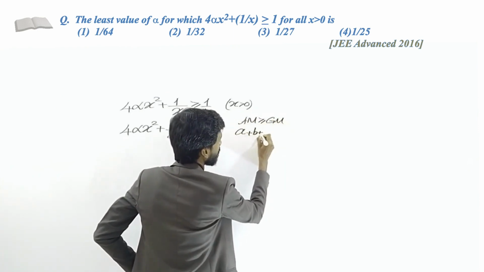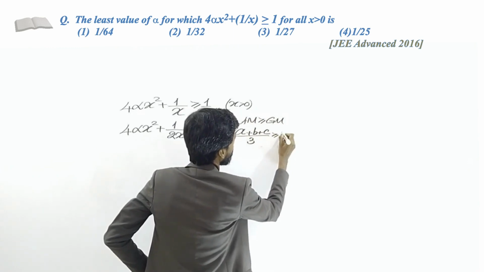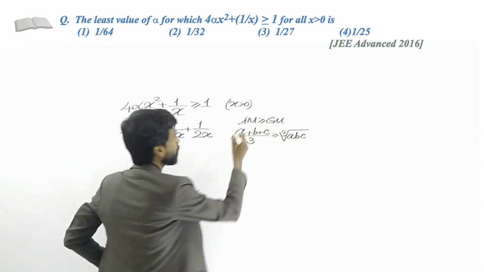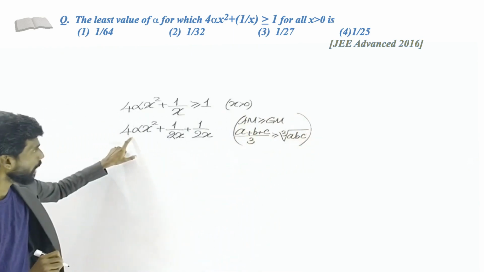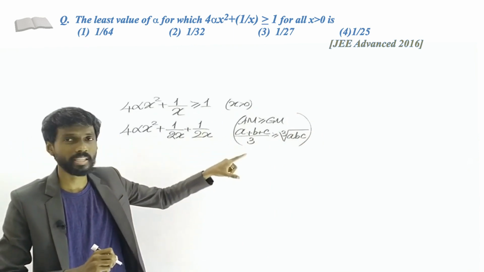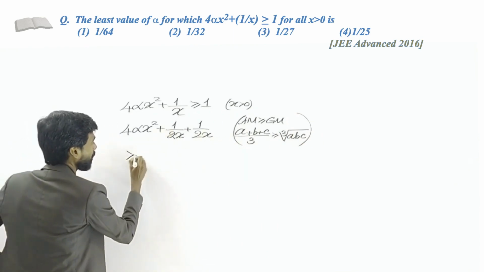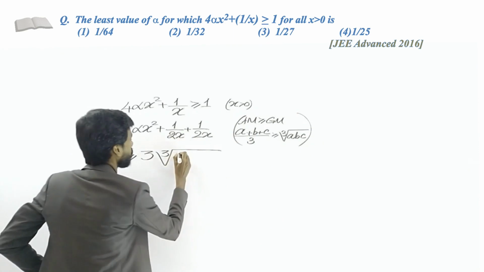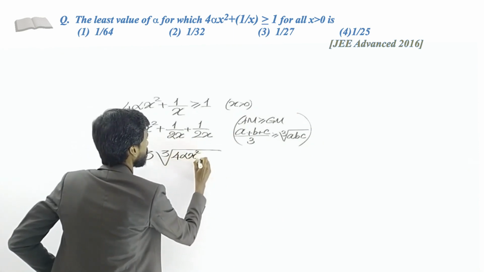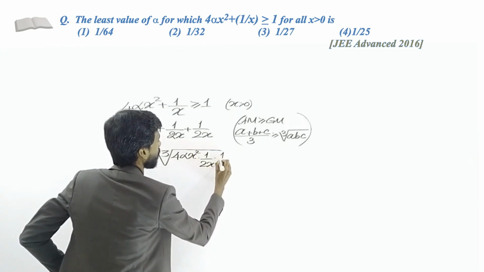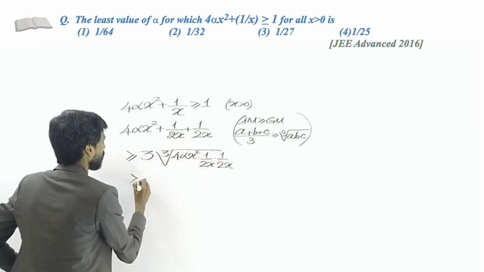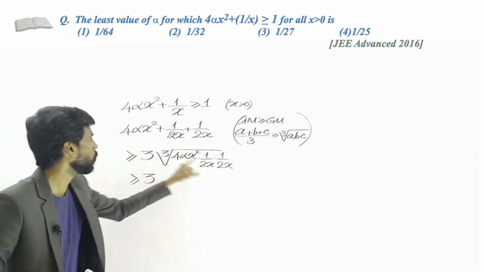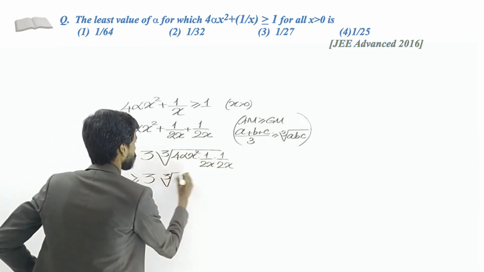So the arithmetic mean of 3 numbers, a plus b plus c divided by 3, is greater than or equal to the cube root of a, b, c. So this is the relation between AM, GM for 3 numbers. Let us use this relation. So a plus b plus c is greater than or equal to 3 times the cube root of the product a, b, c. So let us multiply: 4 alpha x square multiplied by 1 by 2x multiplied by 1 by 2x. So this is greater than or equal to 3 multiplied by, so this x square gets cancelled, 2 is also cancelled, so this is cube root of alpha.